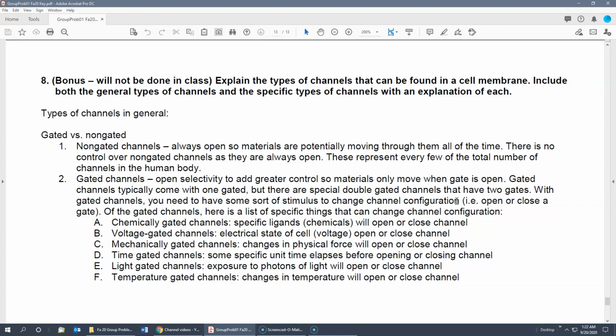We have light-gated channels, channels that open or close at exposure to photons of light. Photons of light are the units of light. We have them both in our forehead and in our popliteal folds. That's the back of the knees. And those help to maintain what we call diurnal variation, that keep our body in that day-night cycle. So it's light-gated channels. And the last are temperature-gated channels. Temperature changes will cause channels to open or close. So those are the big types of channels.